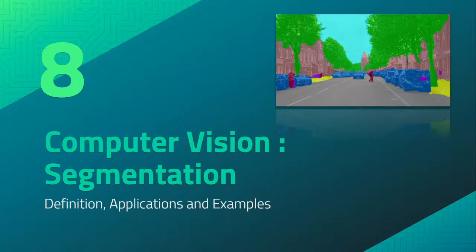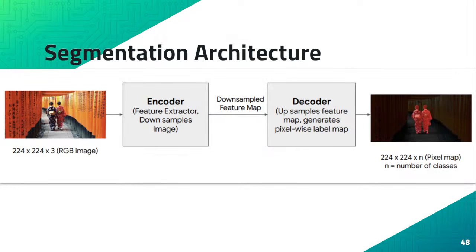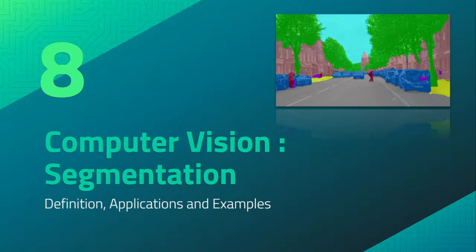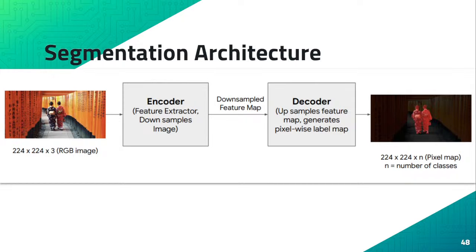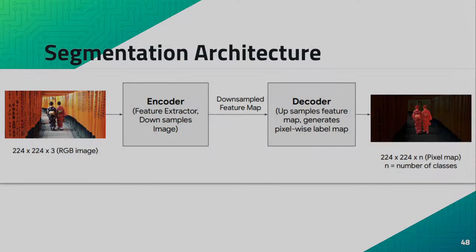Okay, so now the segmentation part. Segmentation will tell you, for each pixel on the image, which class it is part of. The segmentation architecture is always the same. We use an encoder, which gives us a downsampled feature map, and then we put it into a decoder, which gives us the final image defining the classification of each pixel on the image.